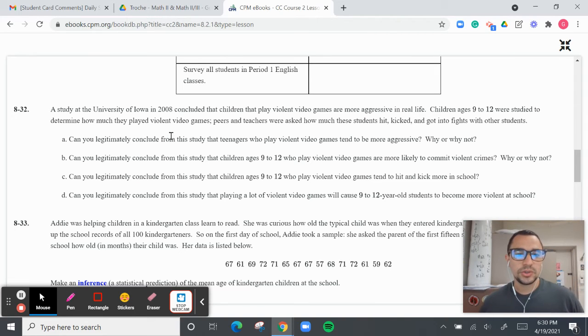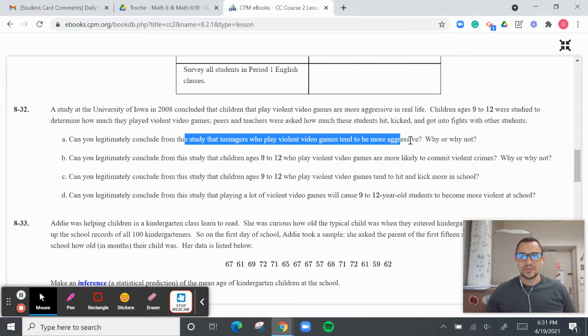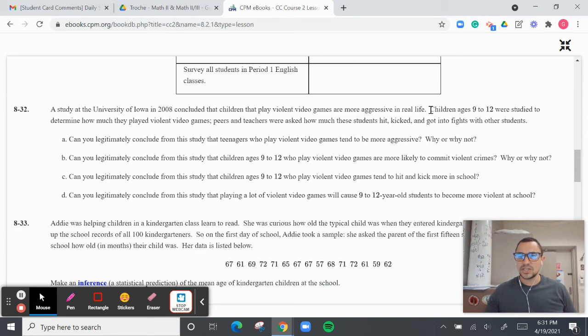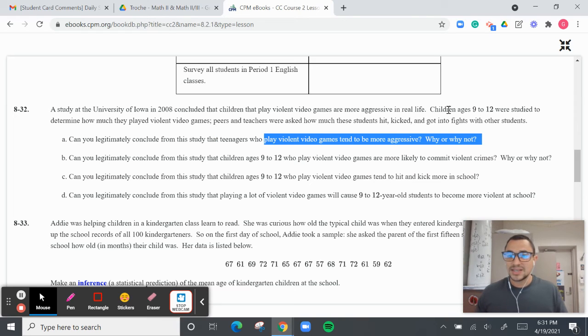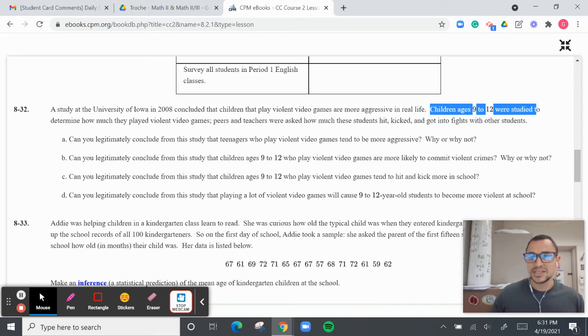Can you legitimately conclude from this study that teenagers who play violent video games tend to be more aggressive? Why or why not? And I would say no. The survey said children 9 to 12 were studied, so it's not even related to this population. The population isn't even close. So is it teenagers? No, it's not, because it's not even in the same population. It doesn't even include teenagers.